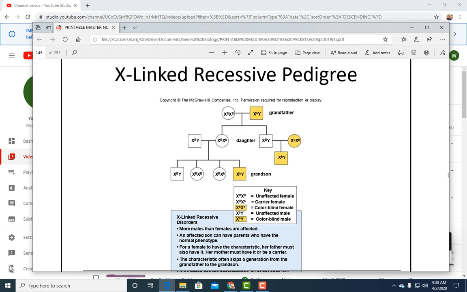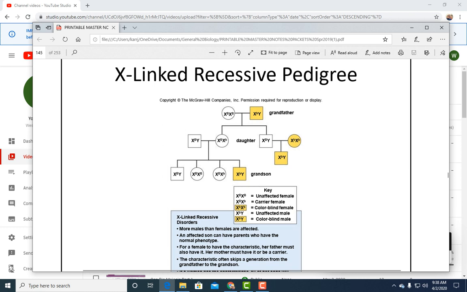And then if she has children with a male that has the good X, then the chance of any child getting the bad X is much lower, because we can see here that all the children inherited the good X and therefore did not have the disease, but this child got the bad X from the mother and the Y from the father. So this son, this grandson, inherited the disease from the grandfather.